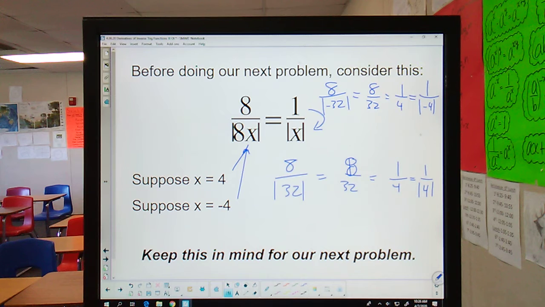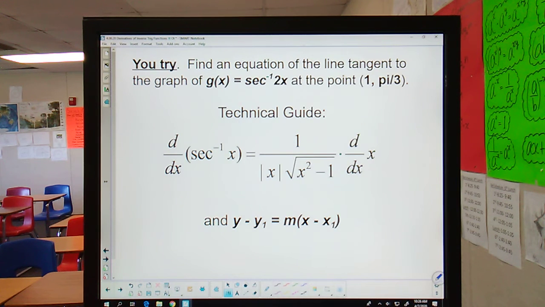Okay? Now, I'm just making a point here. You got to keep this in mind for the next problem that we're going to do, because we're asked to find the derivative of the inverse secant of 2x, correction. We're asked to find an equation of the line tangent to this graph at these points. These are x and y points.